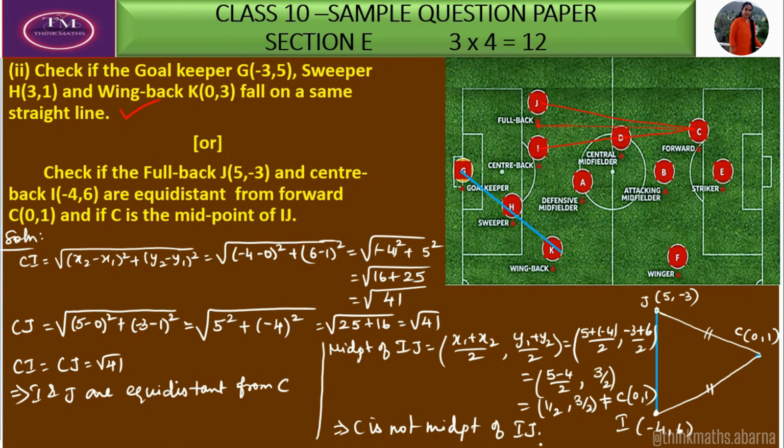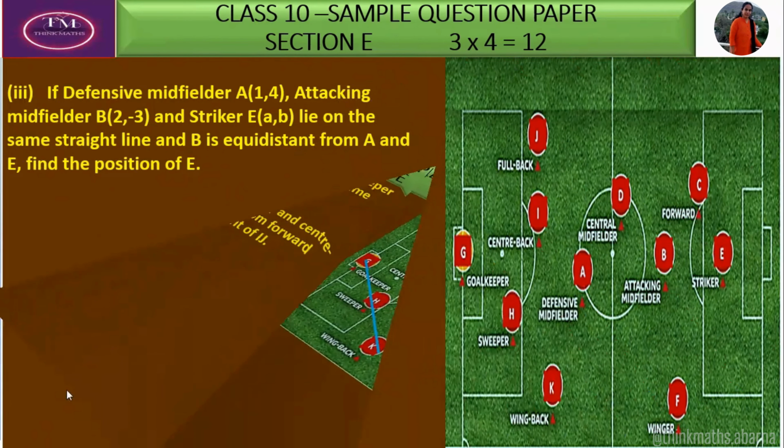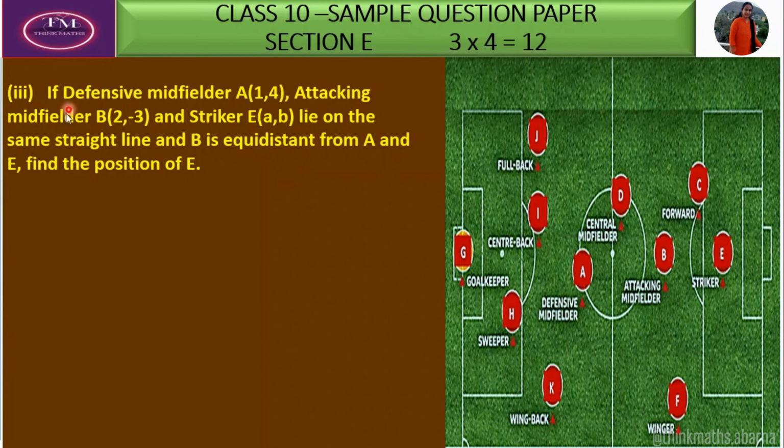Okay, I hope you can understand the second part. So moving on to the third part. Third part, what is the question? If defensive midfielder A of (1, 4) and attacking midfielder B of (2, -3) and striker E of (a, b) lie on the same straight line, and B is equidistant from A and E, find the position of E. So these are the lines. So A, B, E.